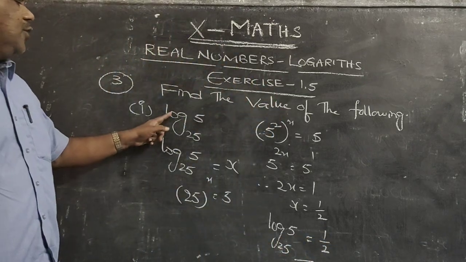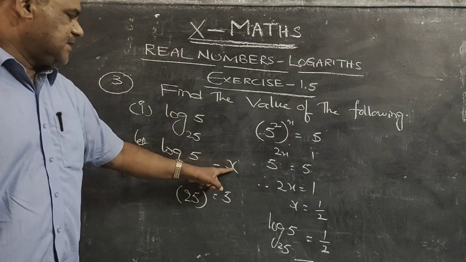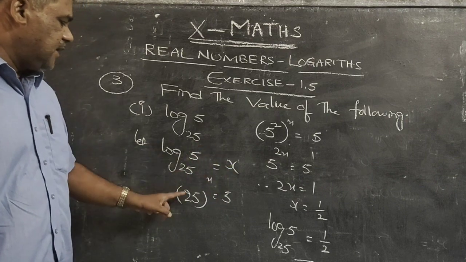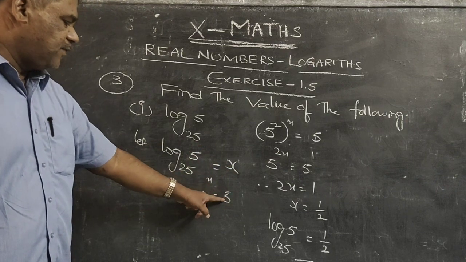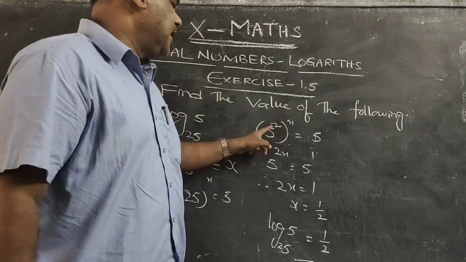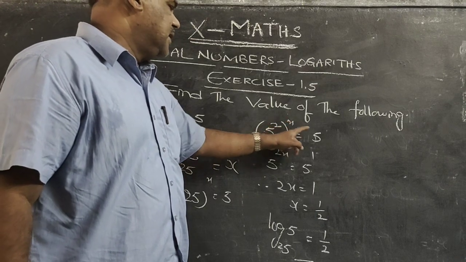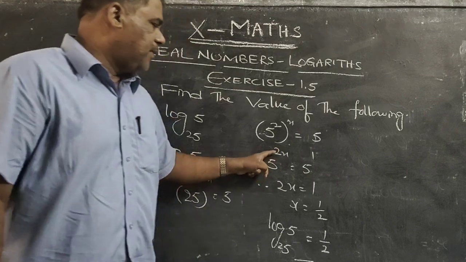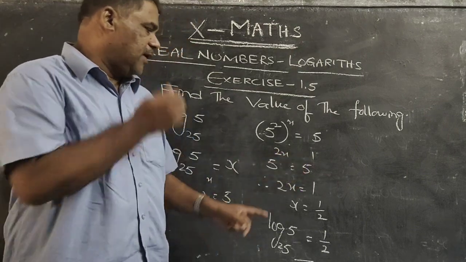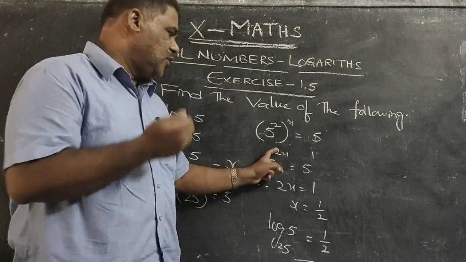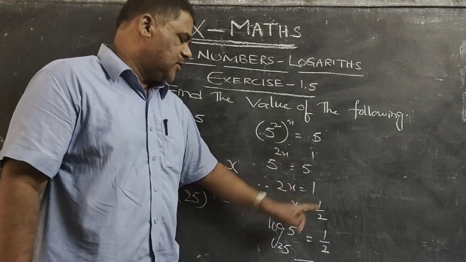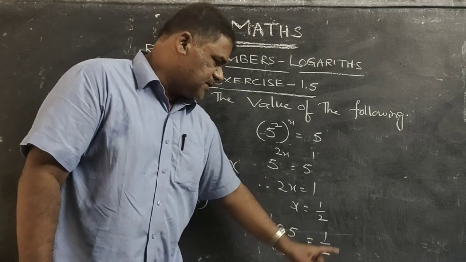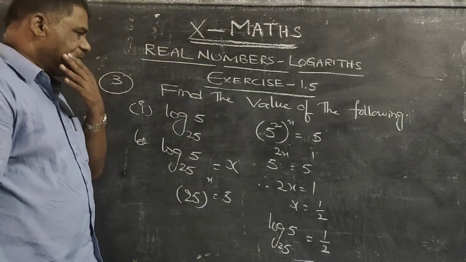So first, you suppose the given problem as x. Remove logarithm, 5 comes here, x goes there. 25 to the power x is 5. Now 25 can be written as 5 square, whole to the power x is 5. If two powers are there, we will multiply. 5 to the power 2x is equal to 5 to the power 1. Bases are same, so equate the powers. 2x is equal to 1, x is equal to 1 by 2. So the given problem answer is 1 by 2. That is the first method.